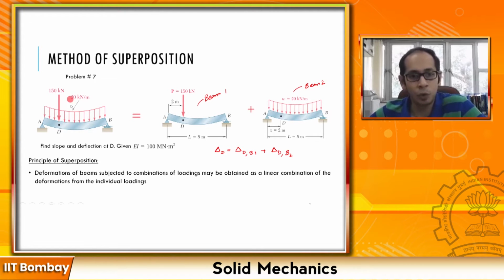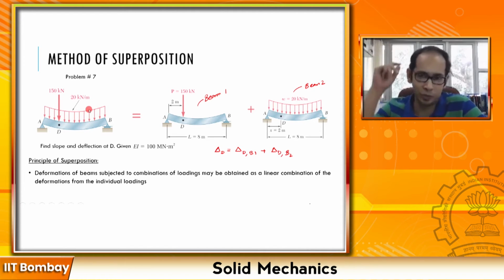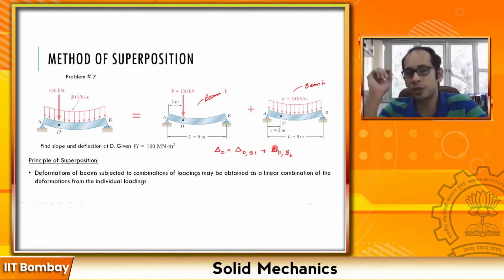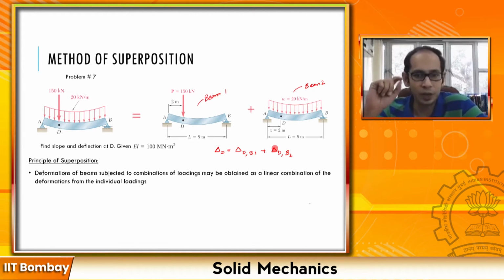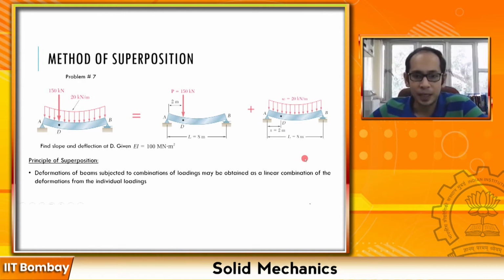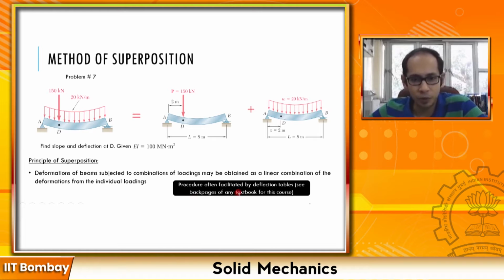Now imagine if you have more loads, how many different beams you would have to keep on splitting. You can go ahead and, using the second order method, evaluate the delta D for beam 1, and the second order method for this one too. But if you have more loads, you have to keep on doing the second order method. This process, and you will love it, is facilitated by the use of certain tables which are found in textbooks. If you look at any of the recommended textbooks for our course, you will see that this process is often facilitated by deflection tables.